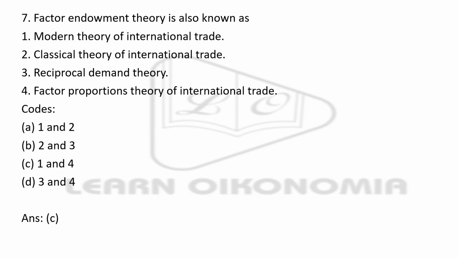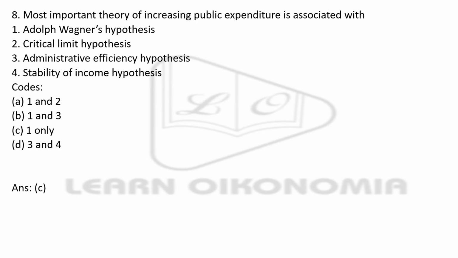Next, you have the most important theory of increasing public expenditure, associated with what? This is a question asked from the arena of public economics. You have in the options Adolf Wagner hypothesis, critical limit hypothesis, administrative efficiency hypothesis, and stability of income hypothesis, and the right answer is option C. That is only one is right. That is Wagner's hypothesis. This is known as the increase in public expenditure hypothesis.